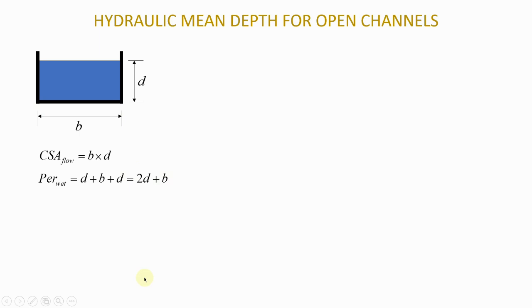And so therefore, to find the hydraulic mean depth, all you need to do is to divide the cross-sectional area of the flow by the wetted perimeter, and that will give you this expression here, BD over 2D plus B. I hope that wasn't too difficult to understand, but just in case it was, let us look at another example.